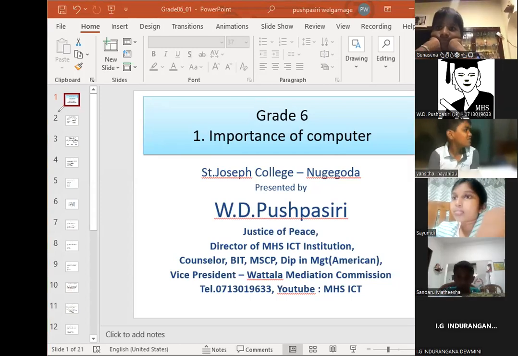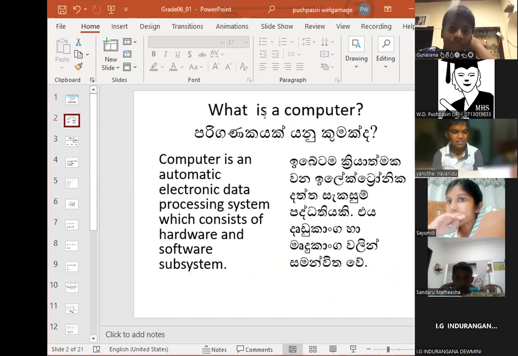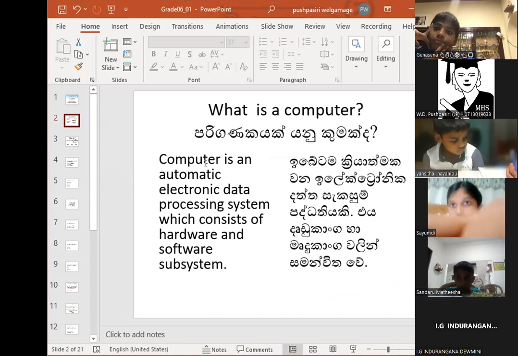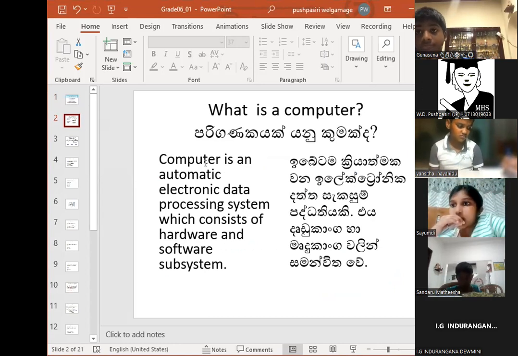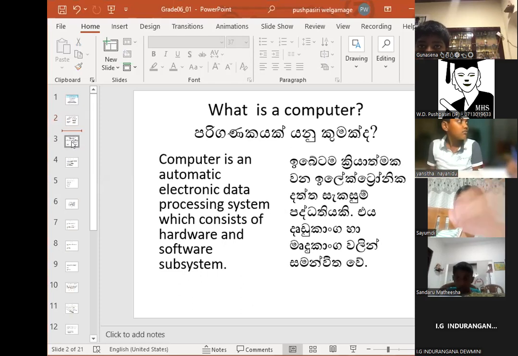Then we were discussing what a computer is. A computer is an automatic electronic data processing system which consists of hardware and software subsystems, right? So we discussed the basic computer architecture. Then we discussed what the computer function is. So what does a computer do? We were discussing that also here.